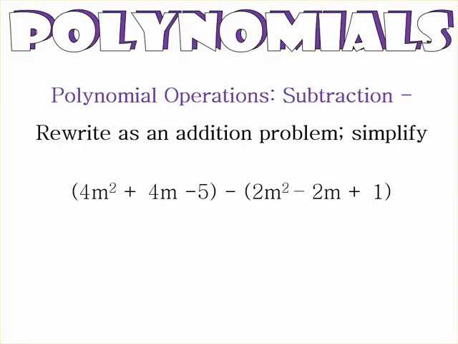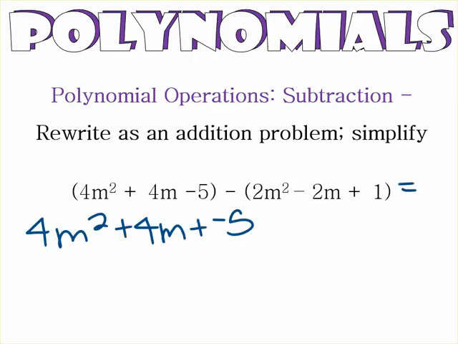Let's do this subtraction. Quantity 4m squared plus 4m minus 5, minus the quantity 2m squared minus 2m plus 1. I'm going to start by taking those subtractions and rewriting them as adding a negative. So the first polynomial is 4m squared plus 4m plus negative 5, plus, then I'm going to have negative 1 times 2m squared plus negative 2m plus 1.